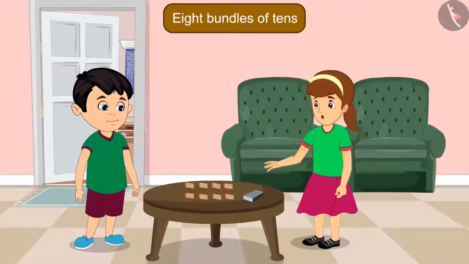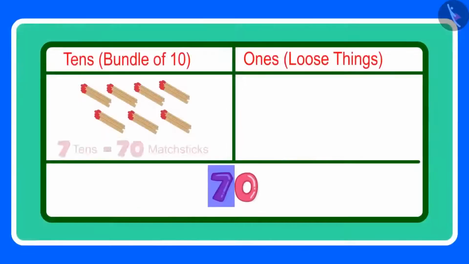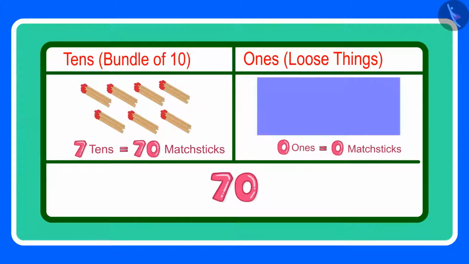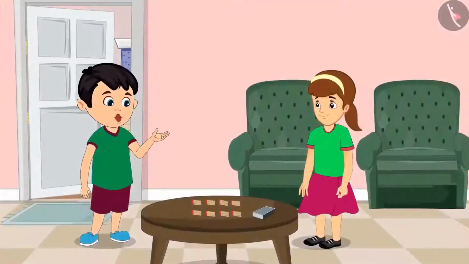You are not doing this correctly, Chotu. Wait, let me explain. 70 has 7 tens and 0 ones. 0 ones? What does 0 ones mean? 0 ones means there is not even a single loose matchstick. For 70 matchsticks, you will need to make 7 bundles of 10 matchsticks each. Okay, now I have understood.